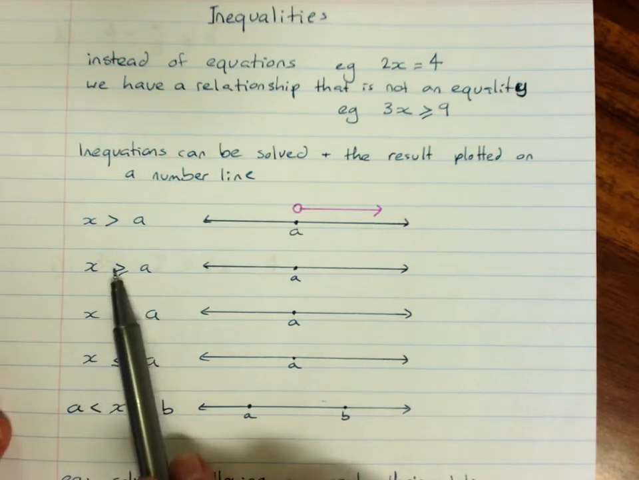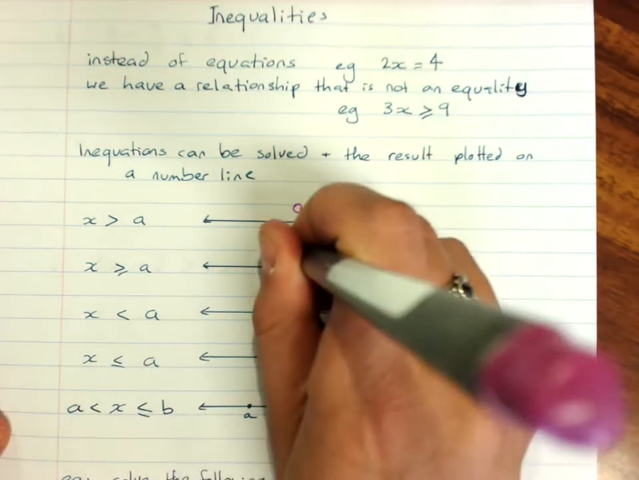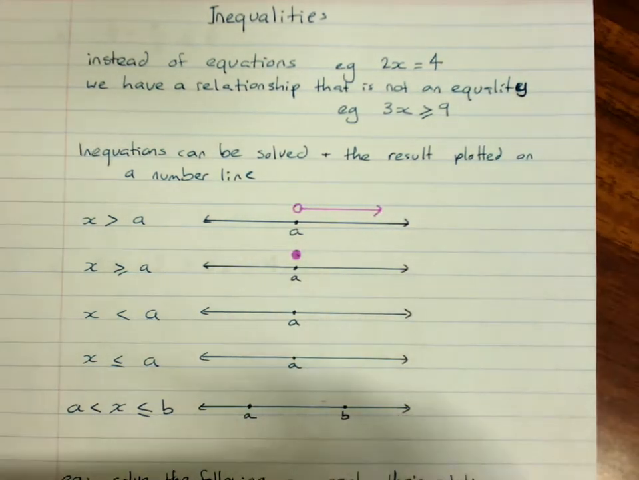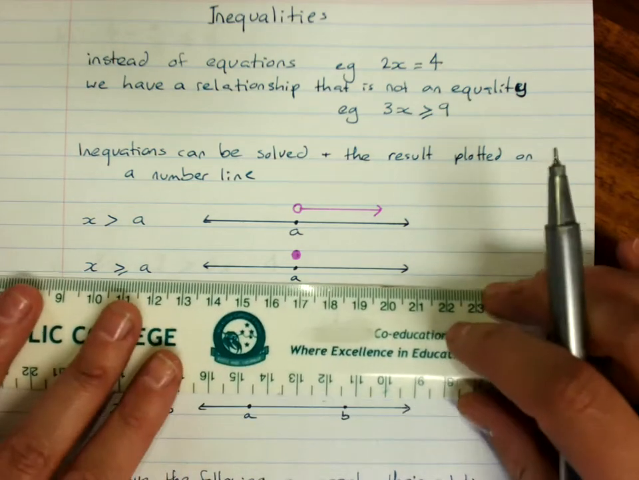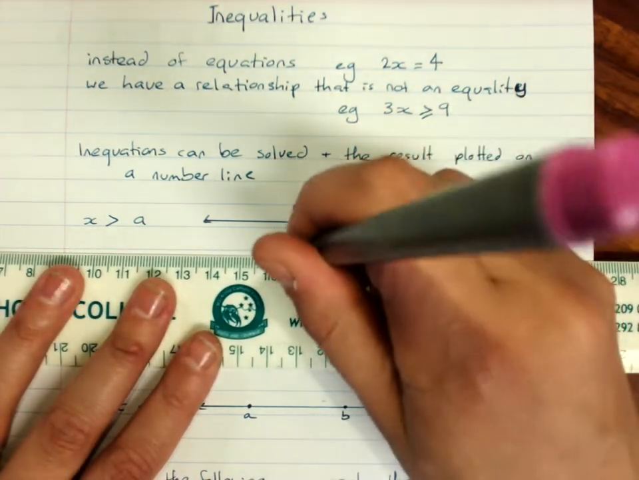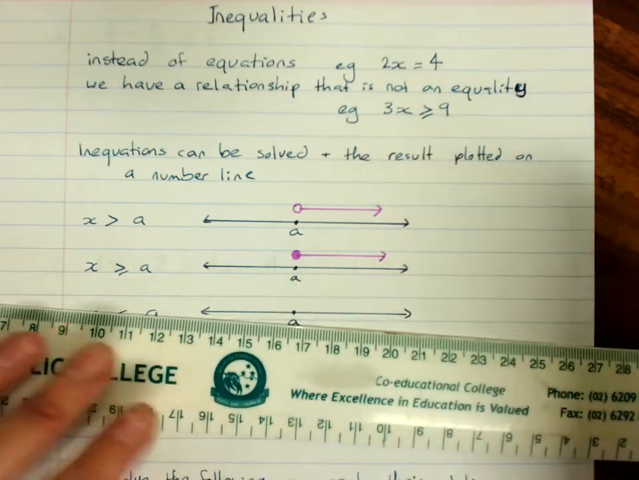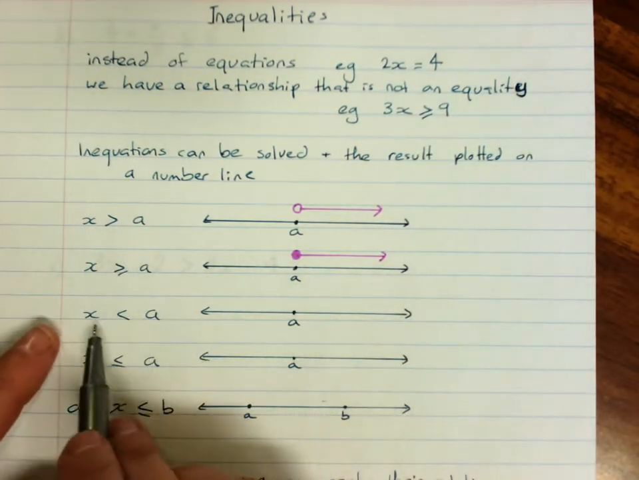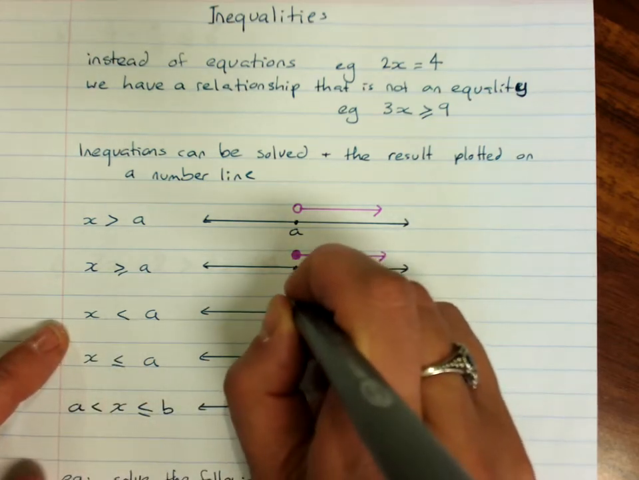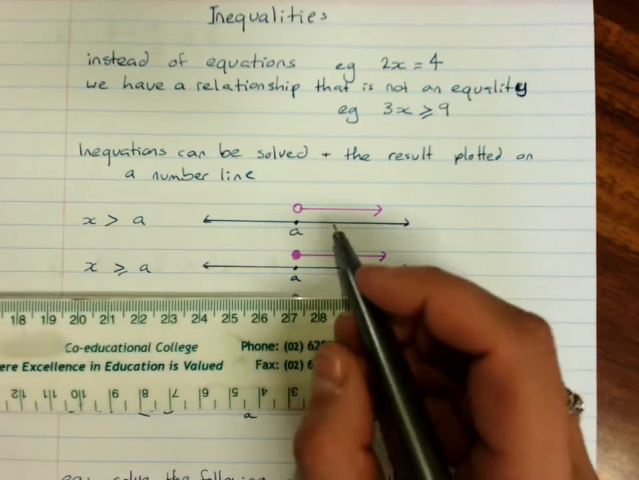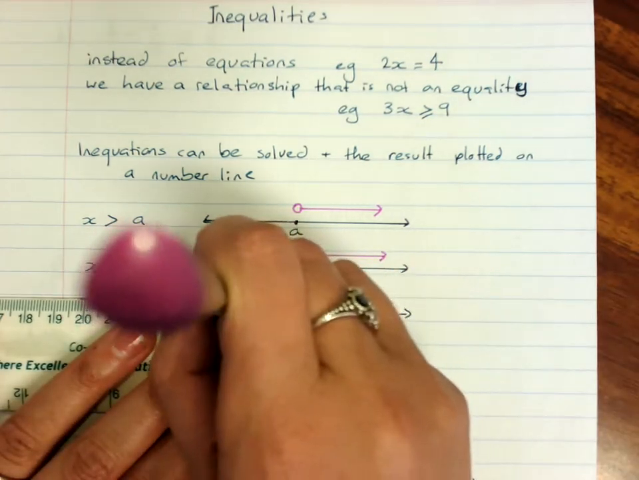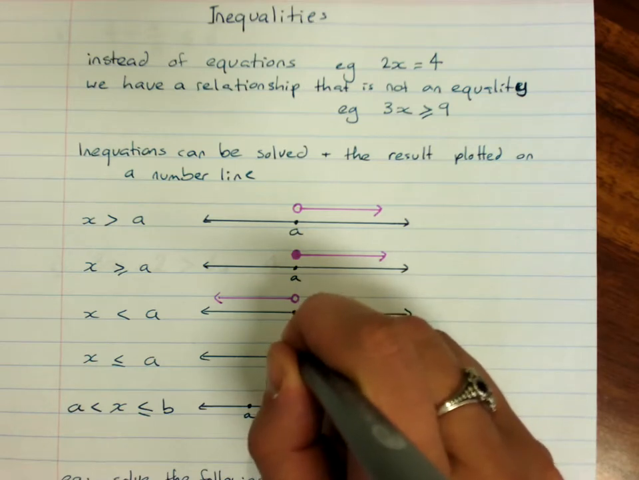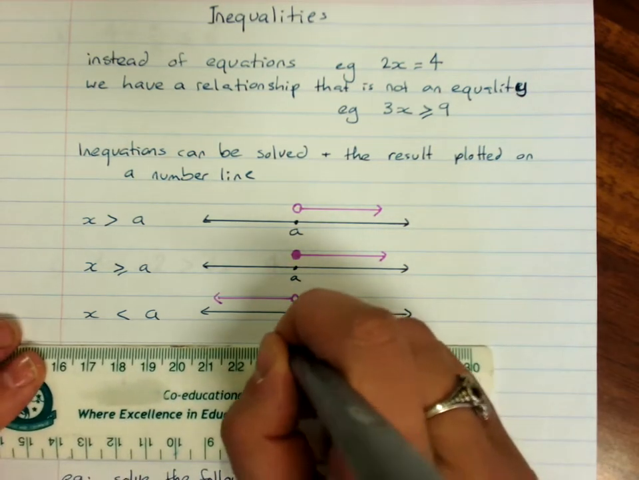If, however, x was greater than or equal to A, our circle above A would be shaded in to show that the solution set of x does include the value A. So that's how we would graph those on the number line. If x was less than A, our circle is still there, it's open because it can't be A, but x is this set of solutions less than A. Less than or equal to A, we would simply colour it in.